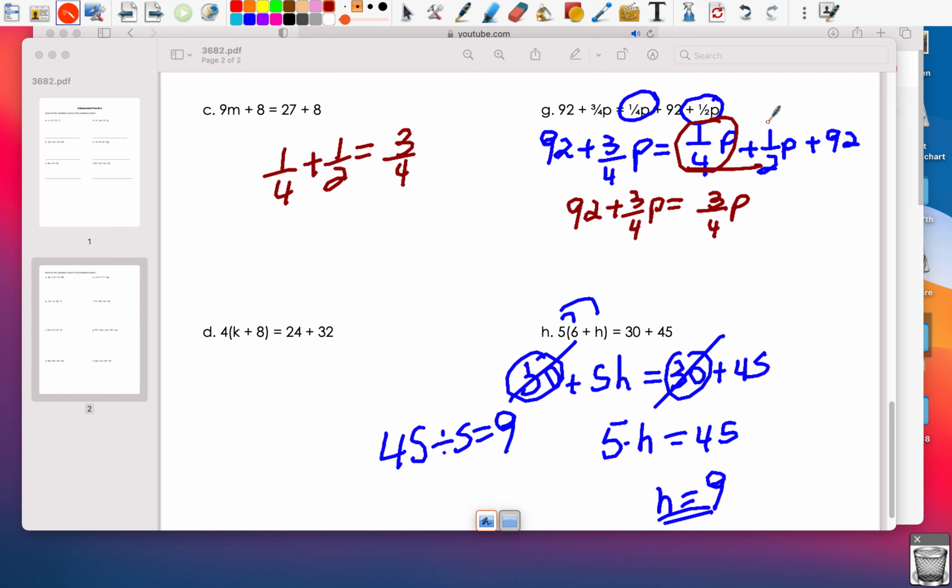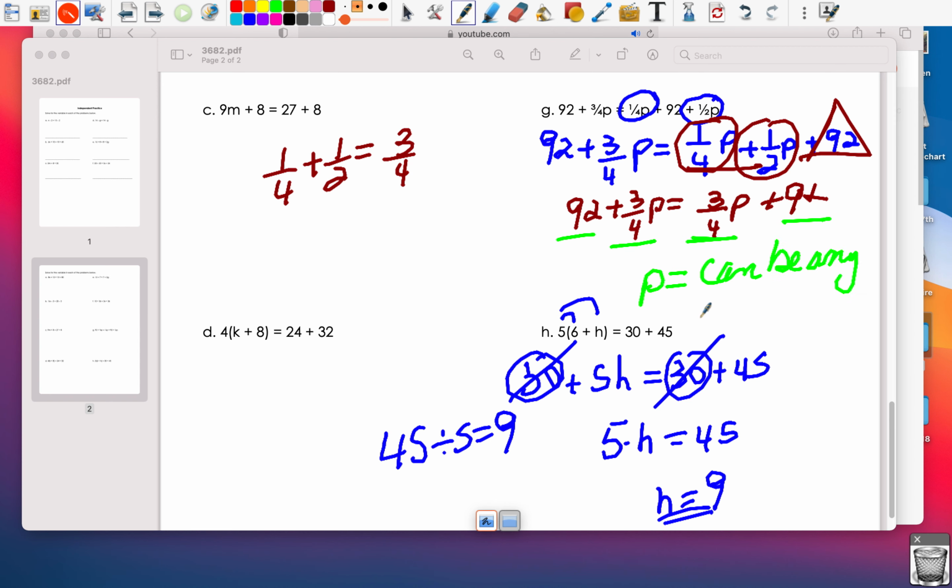Right, so I'm going to add this and this, and then plus 92. Now if you look at them, are they exactly the same? There's 3/4 p, there's 3/4 p. There's 92, and there's 92. So what can P be? P can be, and we talked about it, when these two expressions are exactly the same, P can be any number. So how many solutions? What's the solution? What's the answer? There is an infinite number of solutions.